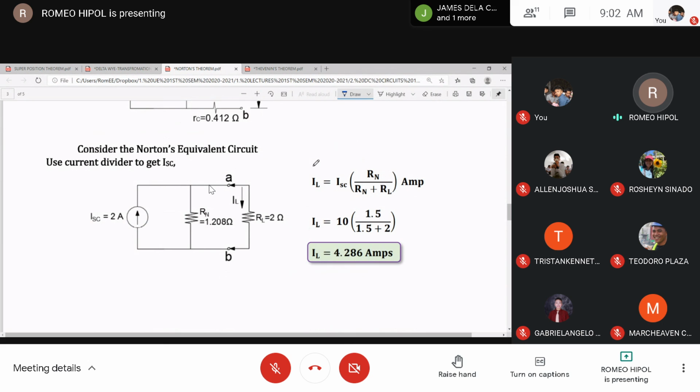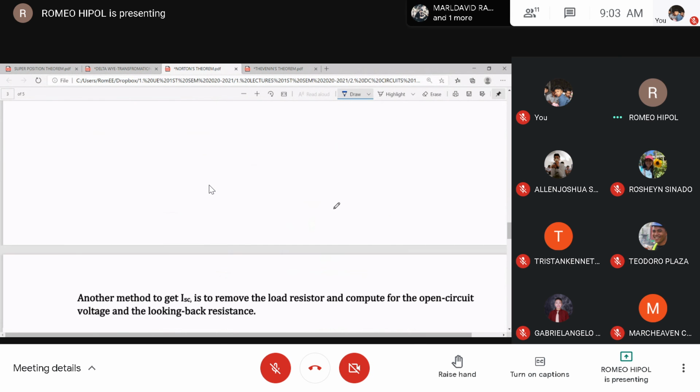So hindi natin kailangan tandaan or kabisaduhin yung formula. So alamin niyo lang yung pinanggalingan. Nakuha? So ito yung ating magsisilbing formula. So derive from, ano tawag dito? Current divider principle. So yun lang. Okay?